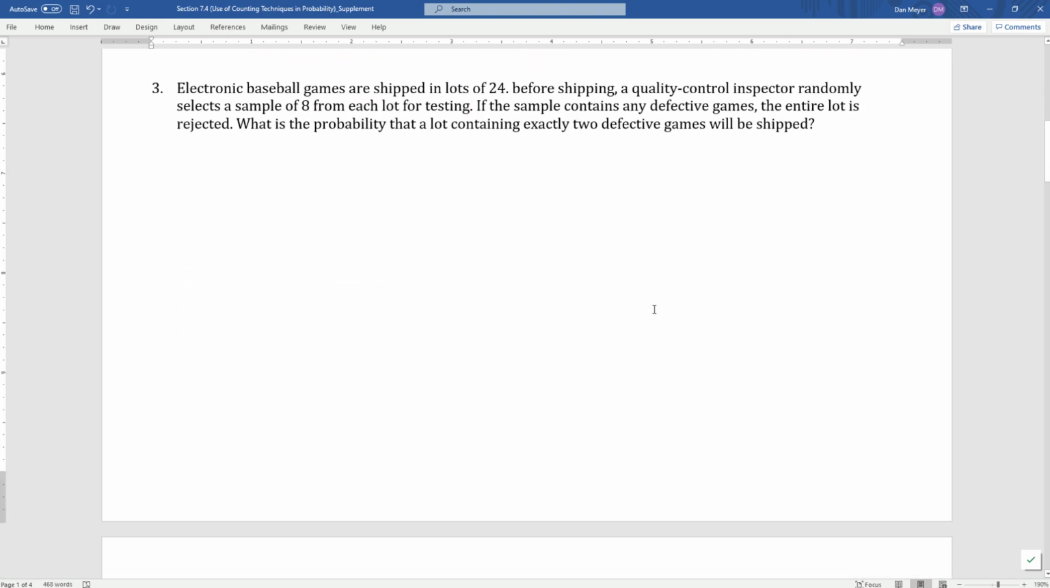All right, moving on to 3. Electronic baseball games are shipped in lots of 24. Before shipping, a quality control inspector randomly selects a sample of 8 from each lot for testing. If the sample contains any defective games, the entire lot is rejected. What is the probability that a lot containing exactly 2 defective games will be shipped?